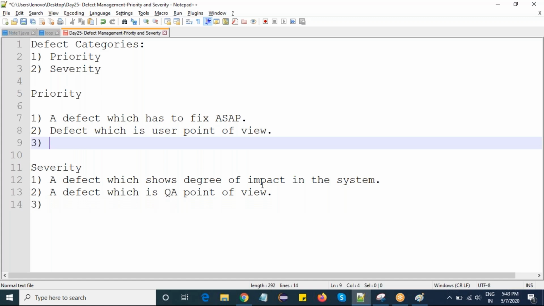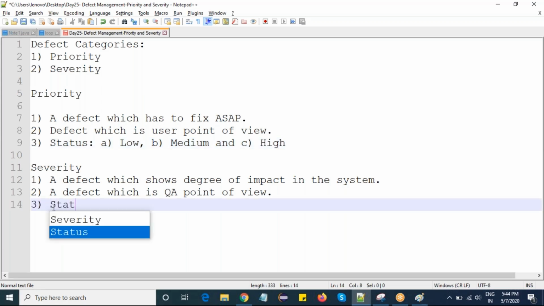Now they have different statuses. In priority, we have different statuses. The first status is low, the second one is medium, and the last one is high. So it also contains the status.